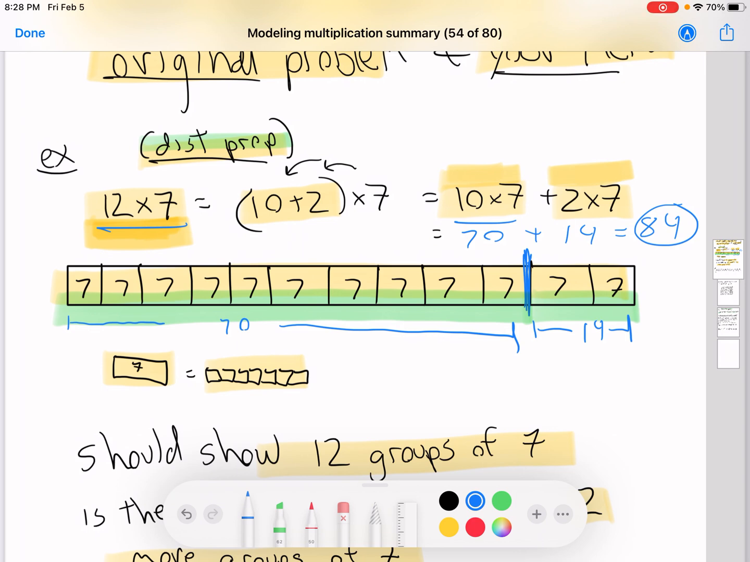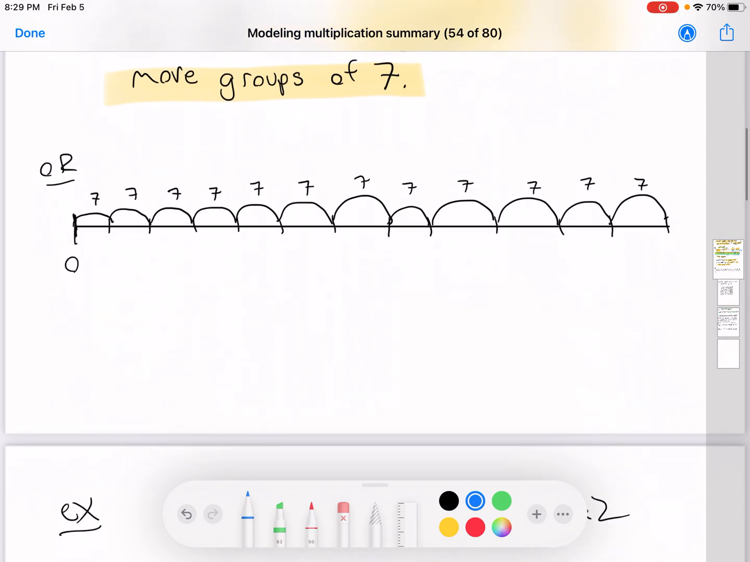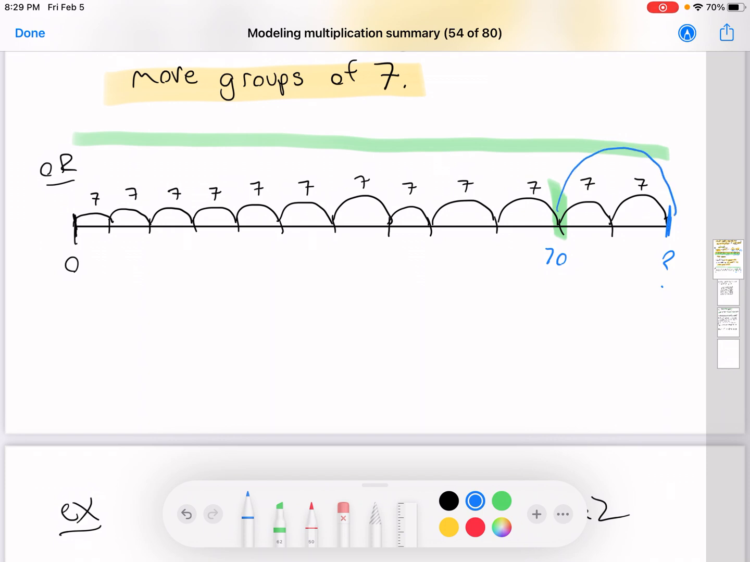So again, the model shows the original problem and our method and why those two values should be the same thing. So here's another one, same basic concept, but on a number line. So up here I have 12 groups of 7, and the question is, what is 12 times 7? So that's what we're looking for right there. However, I'm saying that we can split this into 10 groups of 7, so we can go up 7 10 times, which is 7 times 10, or 70. And then if we were to go up another 2 groups of 7, which is 14 more, that should bring us to the answer we are looking for, which is 84.